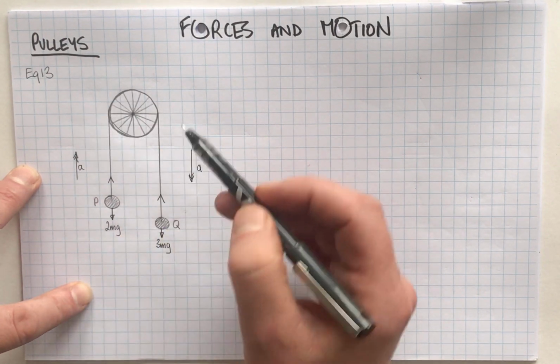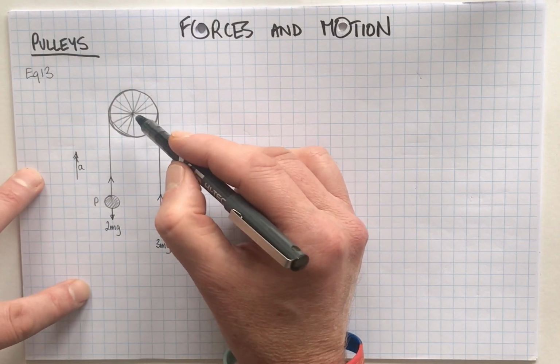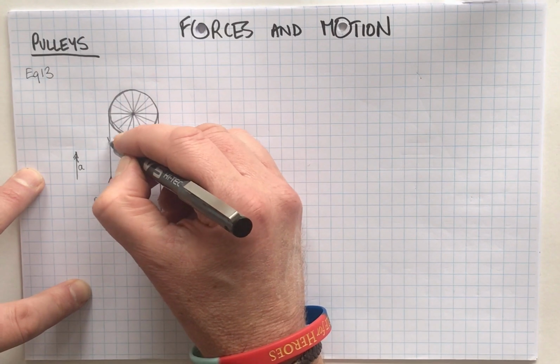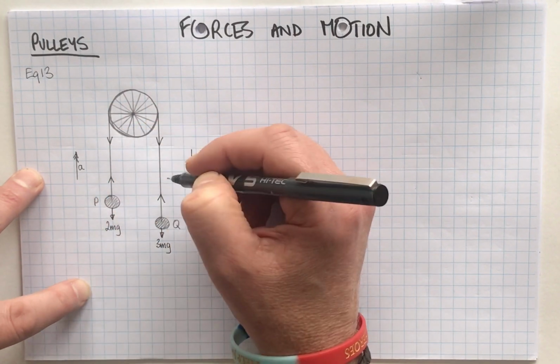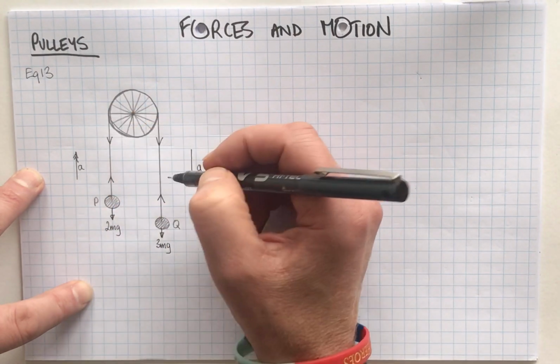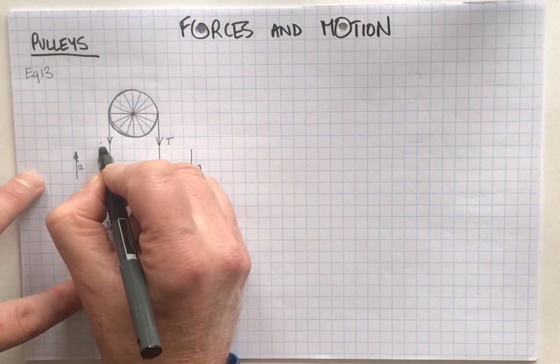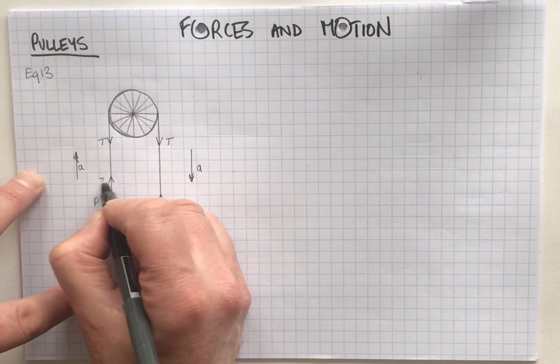Sometimes we need to consider what's happening on the pulley. You know, what is the force on the pulley? And the force on the pulley is caused by the tension downwards here. So pulling on that side and pulling down on that side. And all these tensions are the same.